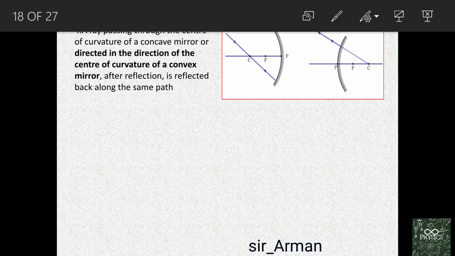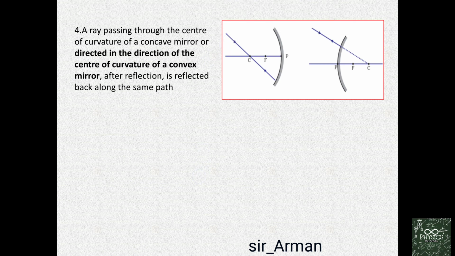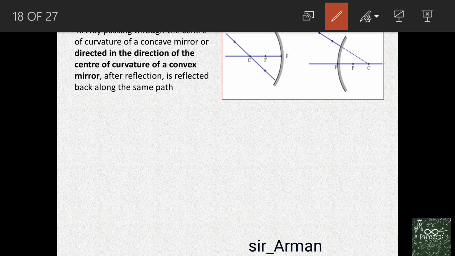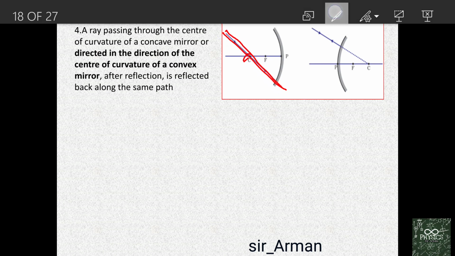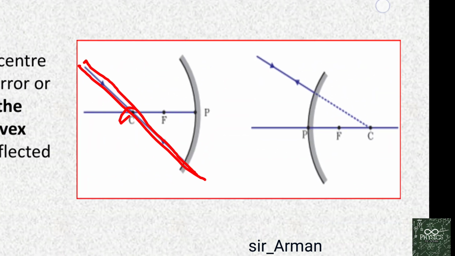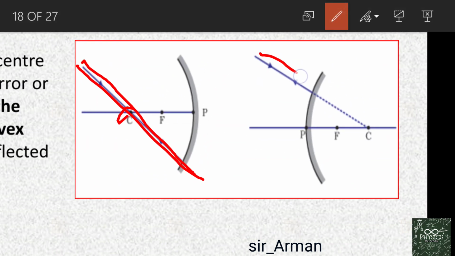Now the fourth rule is, a ray passing through the center of curvature of a concave mirror, or directed in the direction of the center of curvature of a convex mirror, after reflection is reflected back along the same path. That is, this is the center of curvature. If we throw a ray from the center, then after reflection it will move back in the same direction. Similarly, in case of a convex mirror, if we direct a ray towards the center of curvature, it will go back in the same path, right?